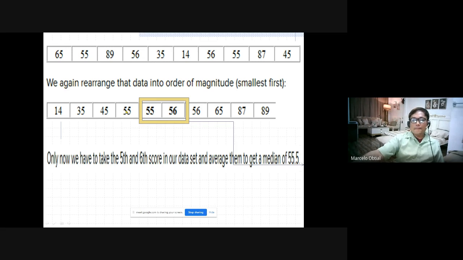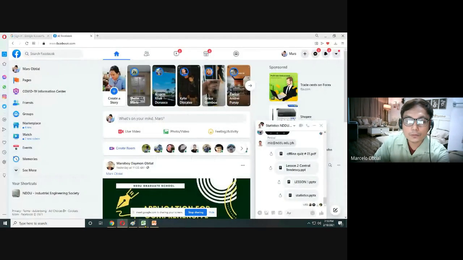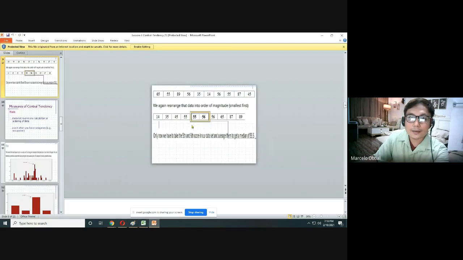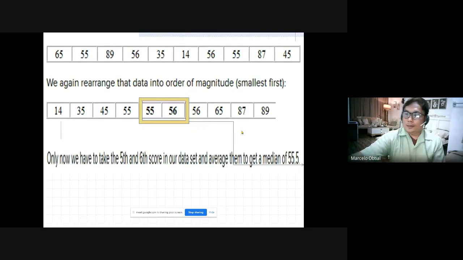Plus, N divided by 2. We're talking about yung number of data, which is 10. Divide natin sa 2. That will give us 5 plus 1 will give us 6, no? So, ika-6 na place after you arrange from the lowest to the highest. Let's count: 1, 2, 3, 4, 5, 6. Okay, 56. After nun, our formula says that you need to divide sa 2 to get the median. So 55 plus 56 divided by 2 will give us 55.5. I hope nasabtan.